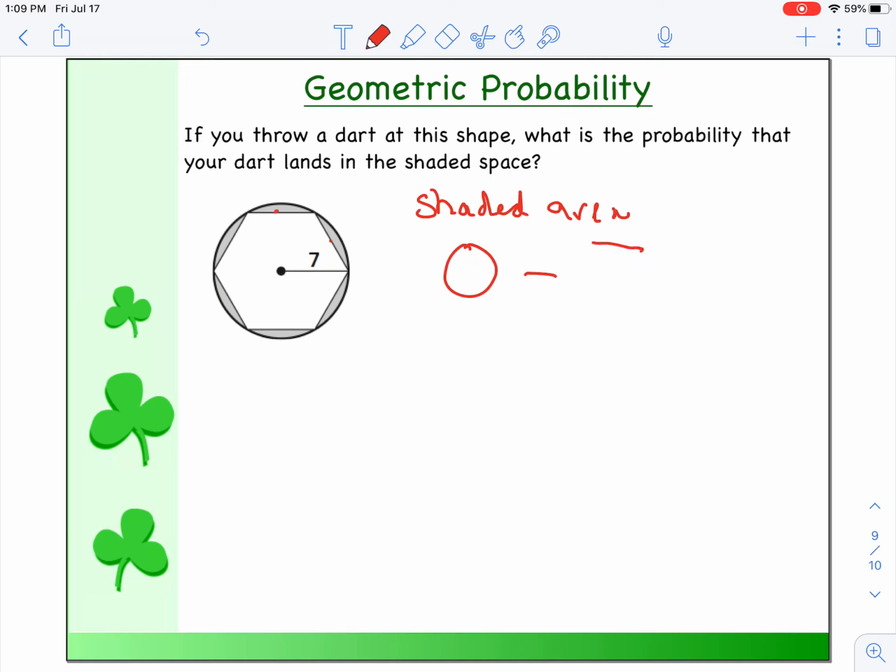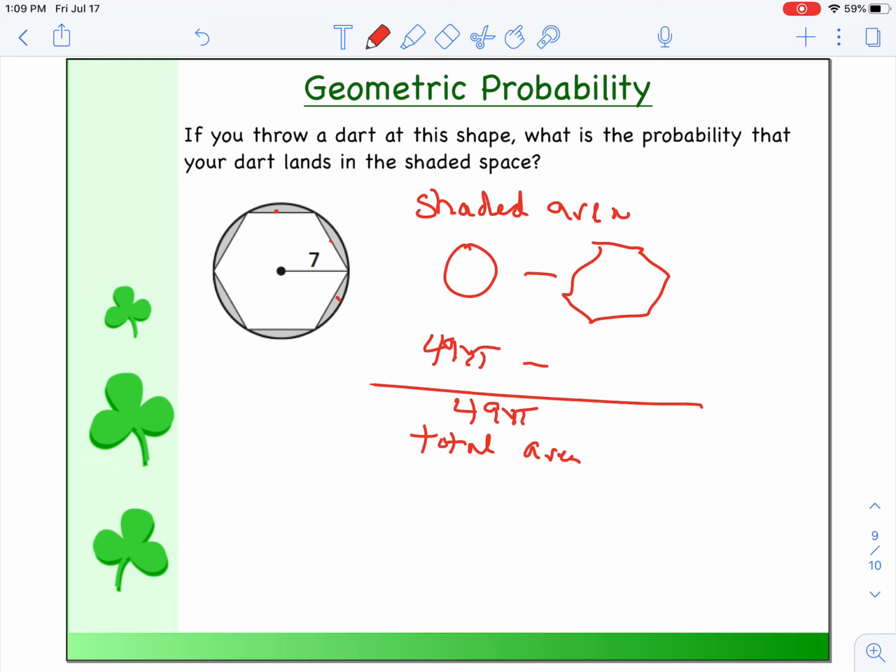So to find the shaded area, we have to take the area of the circle and subtract the area of a 1, 2, 3, 4, 5 hexagon. Pretty sick looking hexagon there, but anyway, we know that 49 pi is the area of the circle, and we need to find the area of that hexagon. We also know the total area we're going to divide by is just the circle, so that's again 49 pi. So this is the shape we need to work on. We need to find the area of this hexagon.